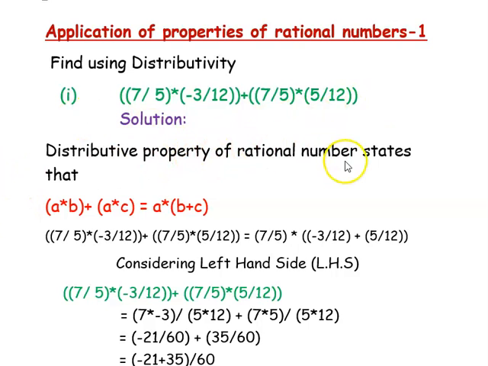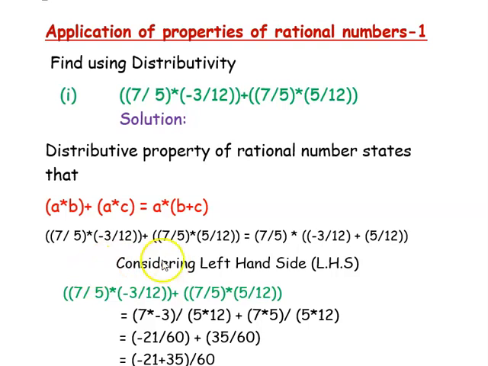The distributive property of rational numbers states that a times b plus a times c equals a times b plus c. Here in the question it's given with addition, so we are taking the distributive property of addition. Now we can rewrite the given question as 7 by 5 times minus 3 by 12 plus 7 by 5 times 5 by 12. 7 by 5 is common, so we are taking it out, and that is a. Then b is minus 3 by 12 and c is 5 by 12.